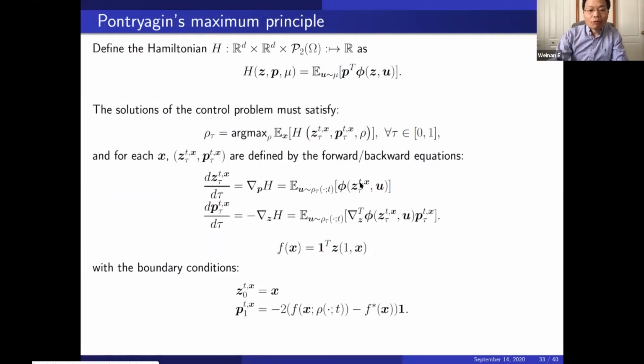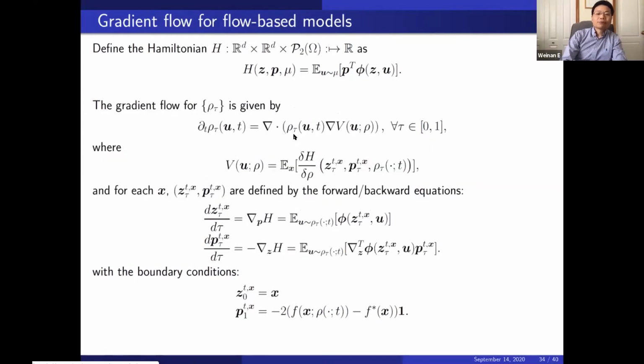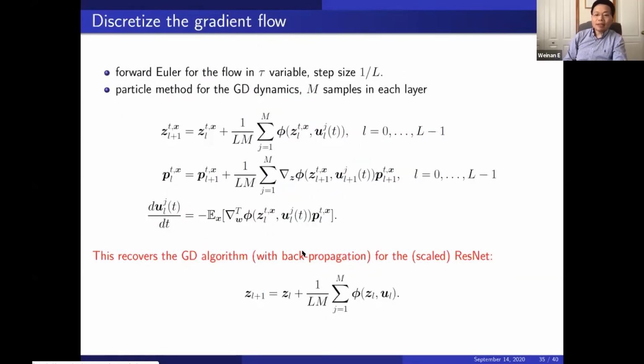Now, this is already a kind of nice PDE problem. But if I want to make a connection with the kind of PDE I discussed just a minute ago, let me replace this by gradient flow. Replace that by this gradient flow. So now I have a one parameter family of gradient flows for a one parameter family of probability distributions about tau, and they're coupled together by this forward and backward equation. And I claim that this is the continuous analog of ResNet.